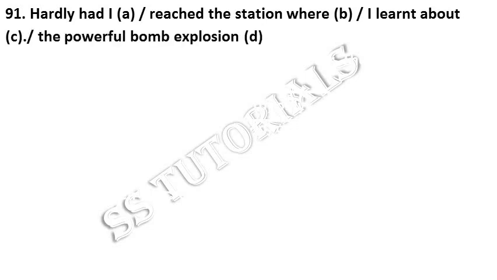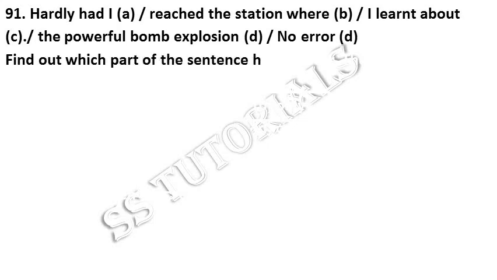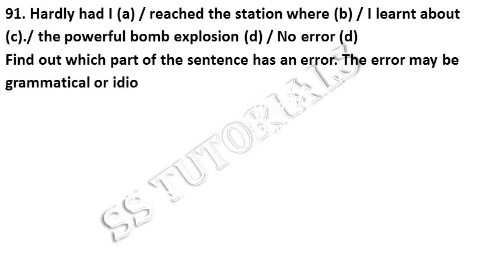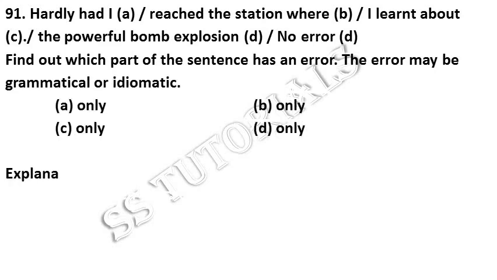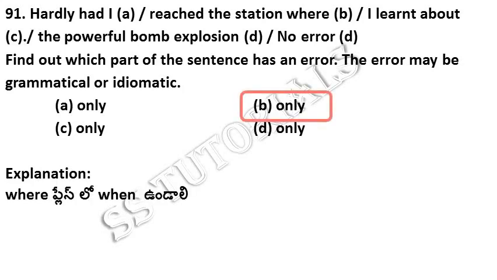Hardly had I reached the station where I learnt about the powerful bomb explosion. No error. Find out which part of the sentence has an error. Answer: B.